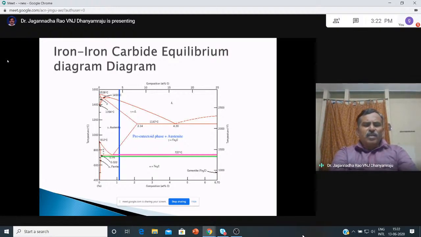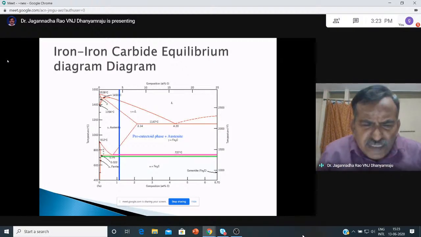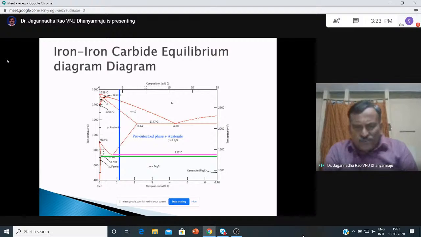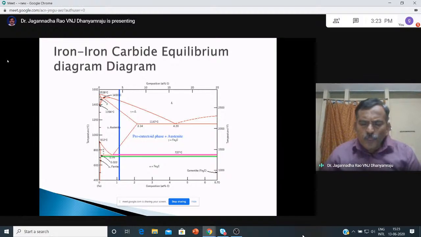That means iron carbon alloys with carbon content less than 2% are steels, and above 2% and up to 6.67% of carbon, the alloys are called as cast irons, right? The alloys are called as cast irons. Okay, so that is the difference between steel and cast iron.